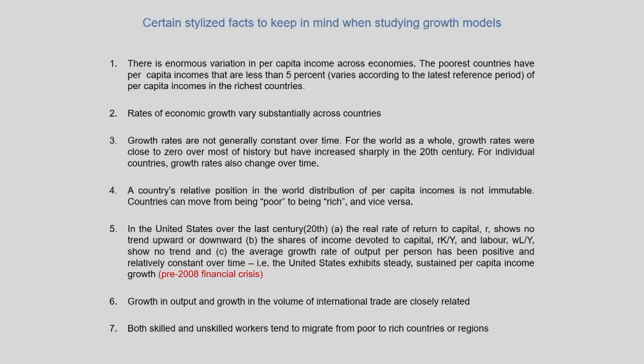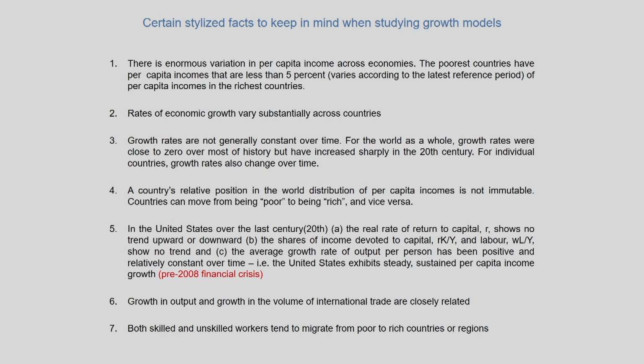So there is nothing immutable about the distribution of per capita incomes and the relative position of the countries in the world distribution of incomes. The fifth stylized fact relates to the so-called most powerful country of the world today, the United States. The growth story of the United States over the 20th century has been highly celebrated and highly cited. However, there are certain characteristic features of this growth story that have emerged based upon empirical analysis, and these characteristic features largely refer to the pre-2008 financial crisis period.